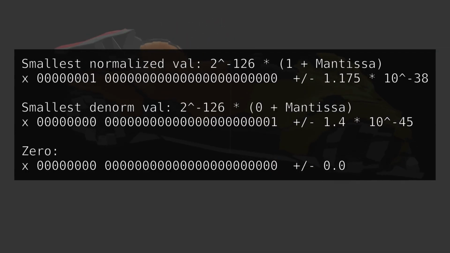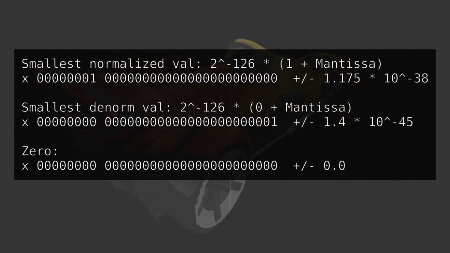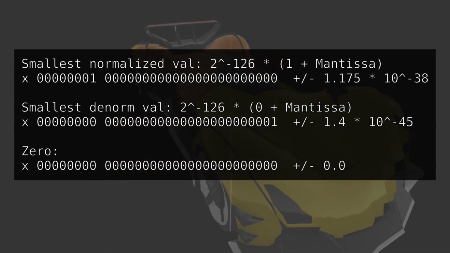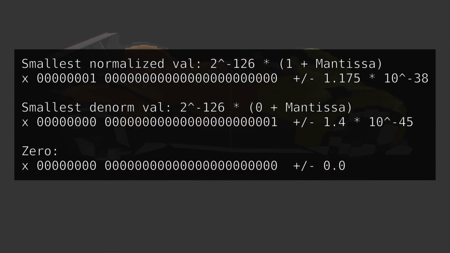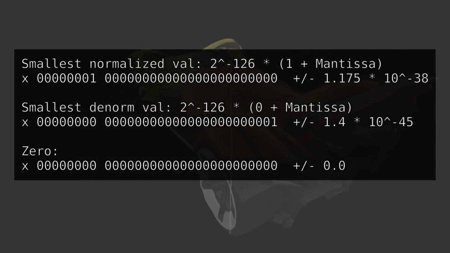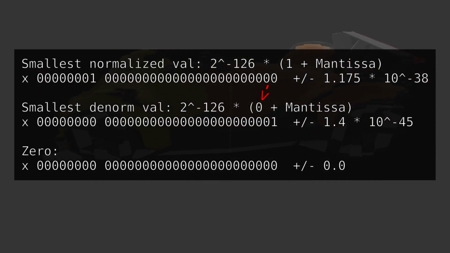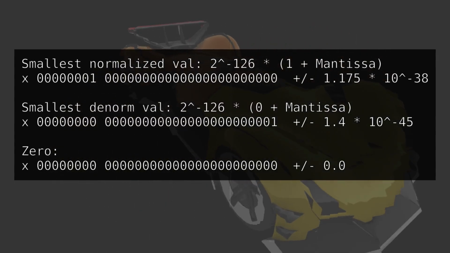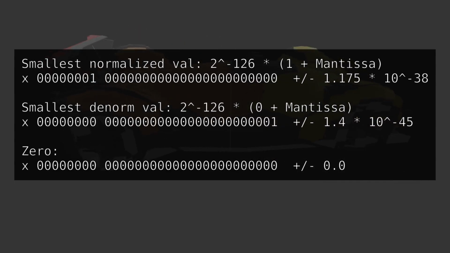An exponent value of 1 with all zeros in the mantissa gives the smallest normalized number, which is 2 to the power of minus 126. An exponent of 0 indicates a subnormal or denormalized number. This represents values smaller than 2 to the power minus 126. And unlike normalized numbers, they don't have an implicit leading 1 in the mantissa. Subnormal values are often disabled by hardware to improve performance.